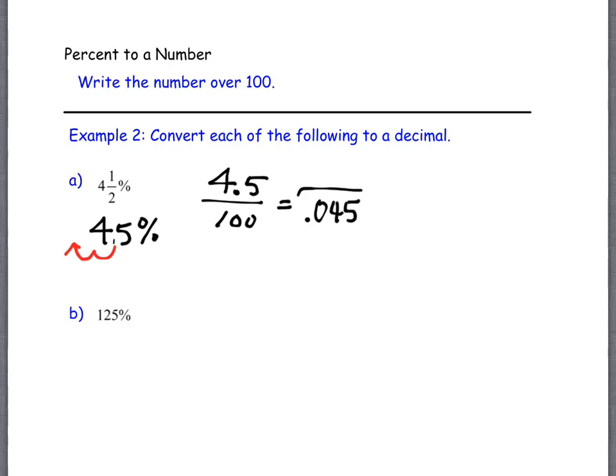0.045. And it's not a percent anymore, right? It started out as a percent, now it's in a decimal form. And we can do the same thing on the bottom one. We can take 125, write it over 100 and recognize that this is equivalent to saying moving the decimal 2 to the left, which gives me what number? 1.25, right?